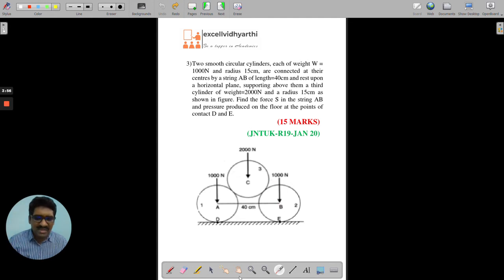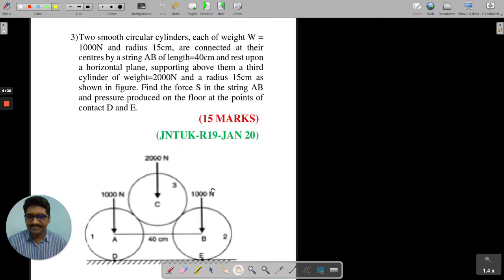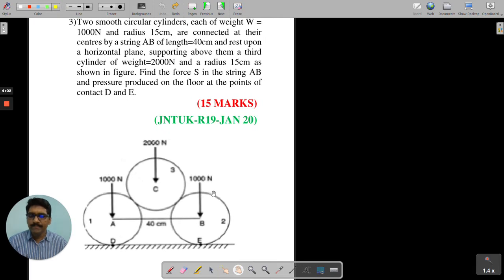I am starting the question now, so please try to observe this figure clearly. Very good question it is. Now we have to draw the free body diagram. Totally we have three bodies. No need to separate all three. Sometimes we need to separate only one, sometimes we need to separate only two, depending upon the given problem.